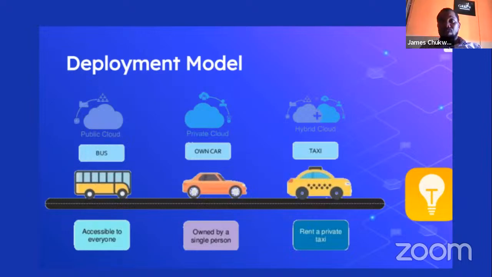It's owned by a single person. Remember the car example I gave. The car is mine. It's not for everybody. It's just for me. So I want to go out, I hop in, start the car, and go. That's the concept of a private cloud owned by a single person. Then the concept of hybrid cloud, which is, we talked about taxi. So it splits between somebody using it for private purpose and is also being used for public purpose.